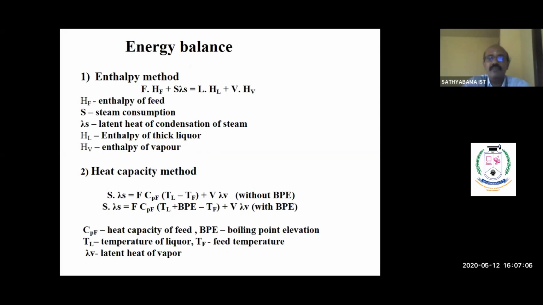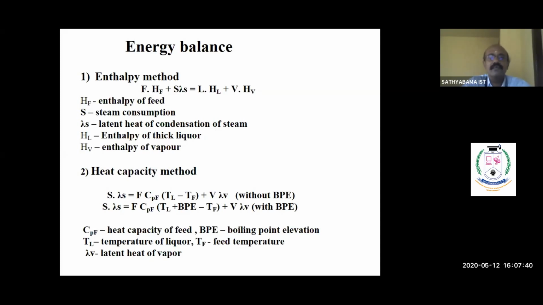Then coming to the energy balance, we have two methods. One is the enthalpy method and the other is the heat capacity method. So coming to the enthalpy method, F into HF is equal to S lambda S is equal to L into HL plus V into HV. So HF denotes the enthalpy of feed, S denotes the steam consumption, lambda S denotes the latent heat of condensation of steam, and the value I have already given, it is 2300 to 2400 kilojoule by kg. Then HL denotes the enthalpy of liquid, HV denotes the enthalpy of vapor.